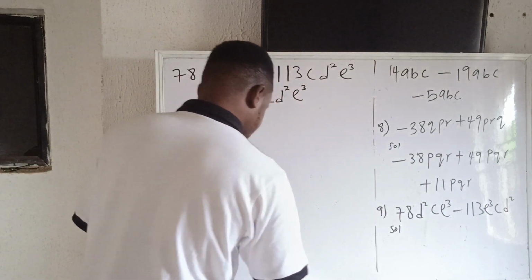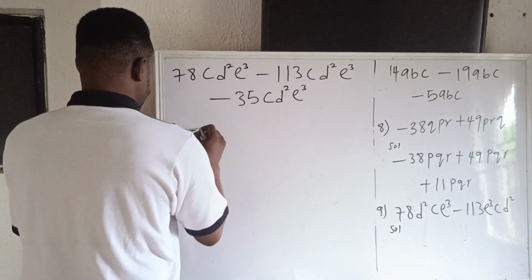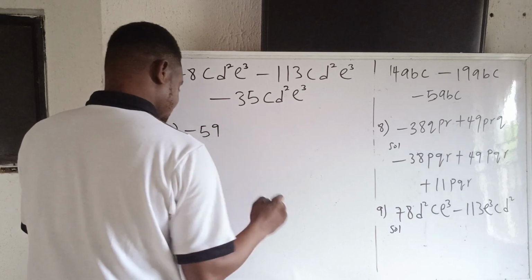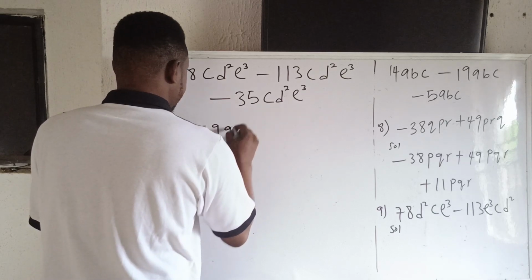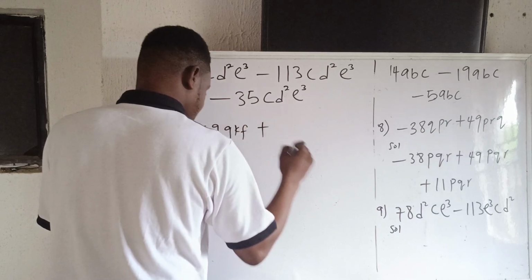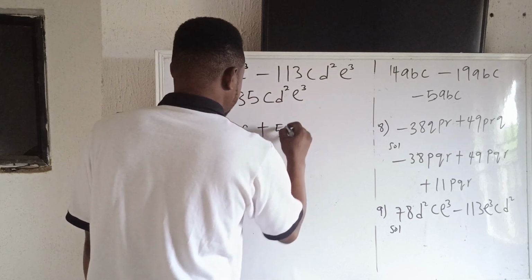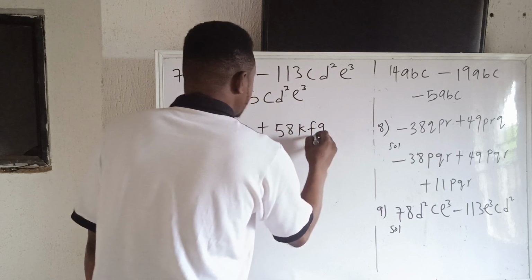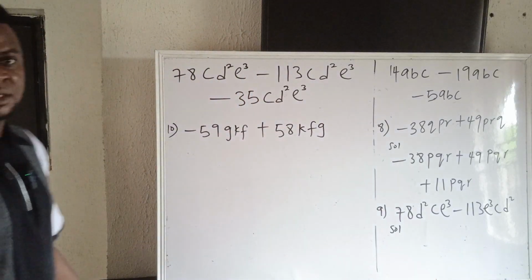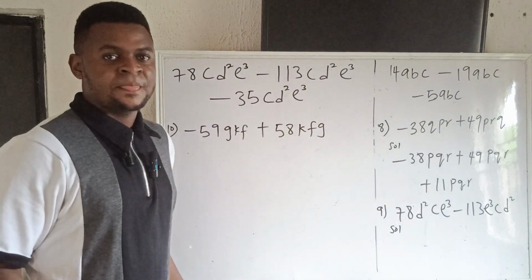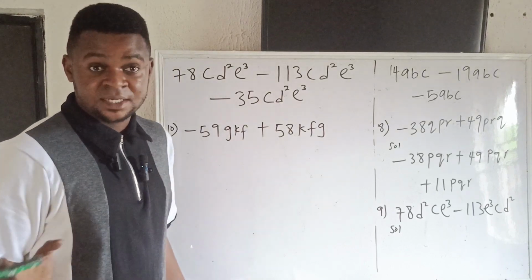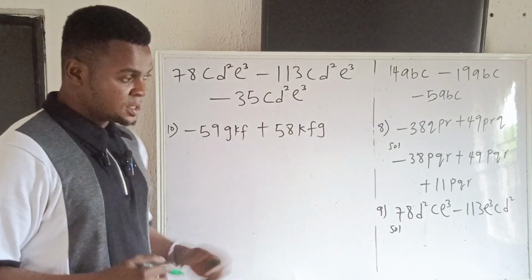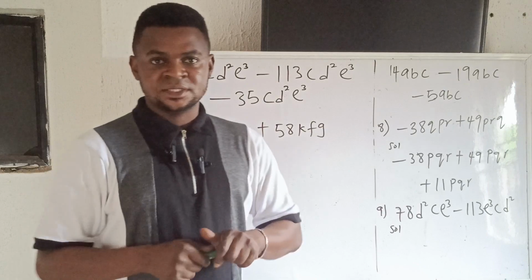So for example 10, if you are told to simplify minus 59 GKF plus 58 KFG, how do you go about solving this? So this is also not hard. The first thing is for me to look at the signs attached. So this is minus plus. So what should come to my mind is the different sign rule.